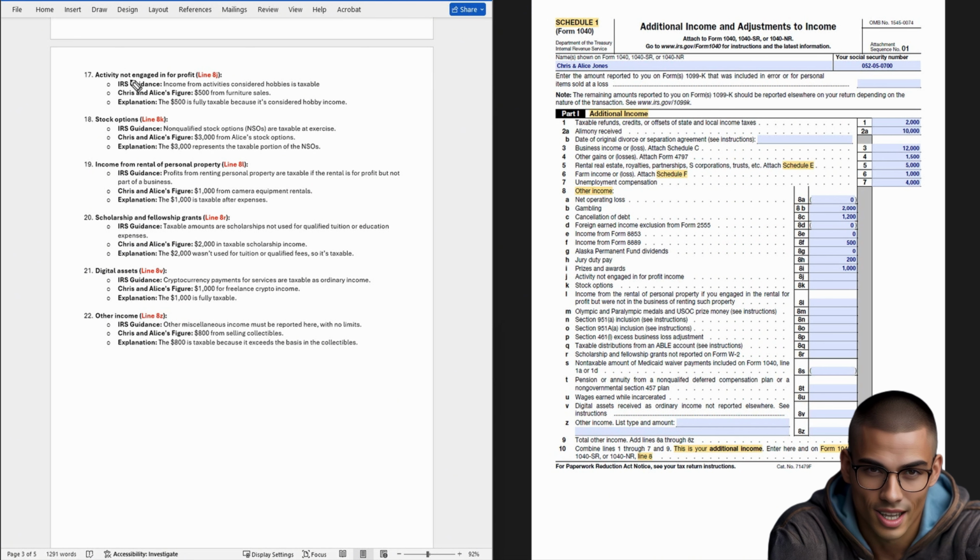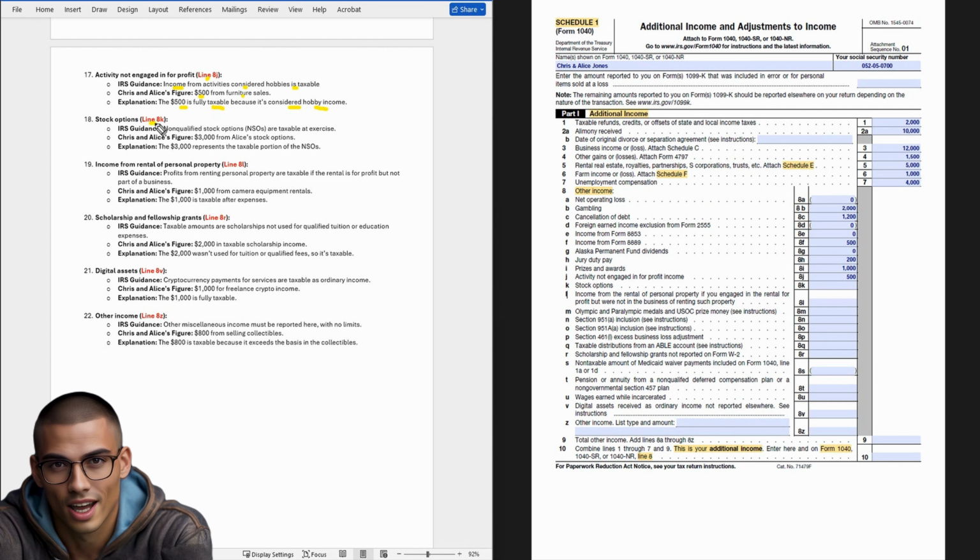Next, we have activities not engaged in for-profit on line 8J, and the guidance for this is that income from activities considered hobbies are taxable. So if you're doing your hobbies and you make money, it's taxable. Chris and Alice, $500 from furniture sales. The $500 is fully taxable because it's considered hobby income. So on line 8J, Chris and Alice would report $500 for their furniture sale.